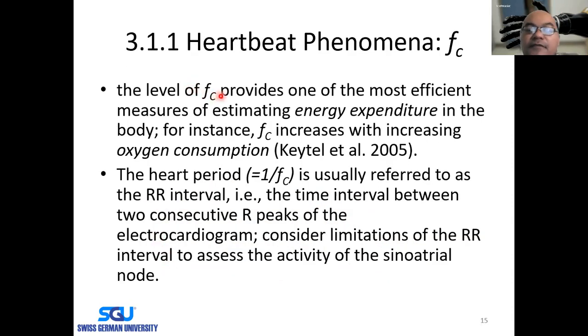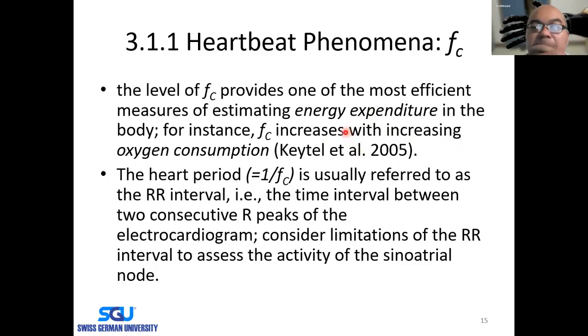The level of the frequency of the heartbeat provides one of the most efficient measures of estimating energy expenditure. So from that one phenomenon, the heartbeat FC, we can then estimate other physiological phenomena, like the energy, in this case, energy expenditure. For example, when we need more oxygen, then our heart usually will beat faster.